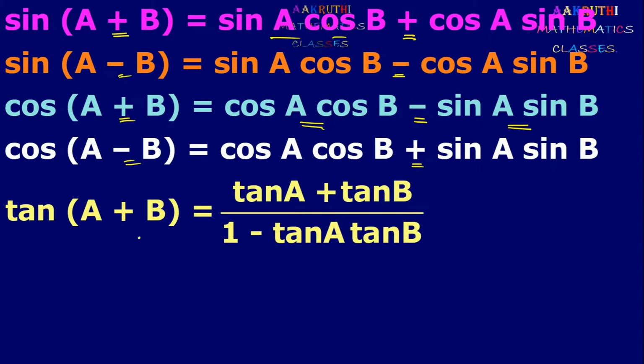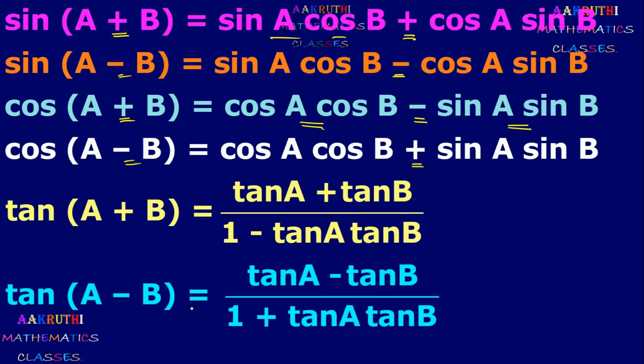The next formula is tan A plus B. Tan A plus B is tan A plus tan B divided by 1 minus tan A tan B, and tan A minus B is tan A minus tan B divided by 1 plus tan A tan B.